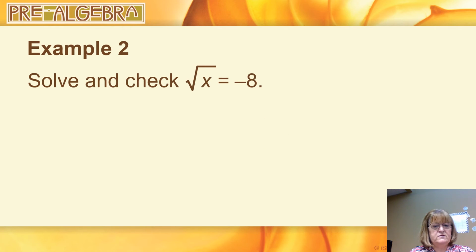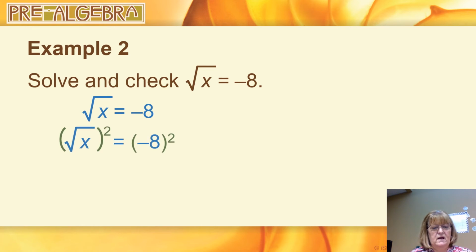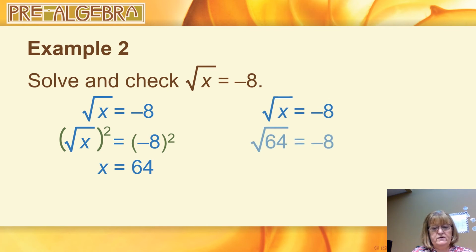All right. Solve and check. All right, so we're going to square both sides as we did before. The square and the square root are going to cancel each other on the left, and negative 8 times negative 8 is positive 64. All right, so let's go ahead and plug that in. We have x equals the square root of negative 8, put 64 under there.